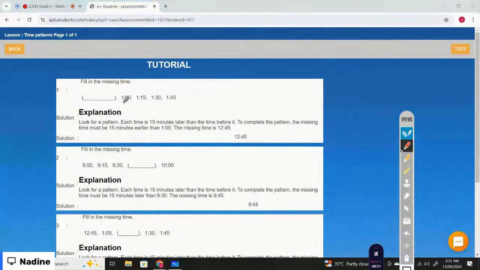So just look at this one, 1:15, 1:30, 1:45. That means every time the time is increasing by 15 minutes, right? So for the first, you need to go back 15 minutes. When you go back 15 minutes from 1, then the time would be 12:45. The correct option is 12:45.